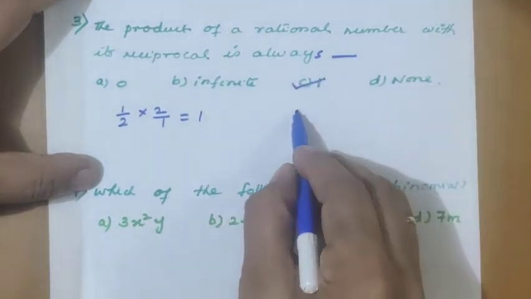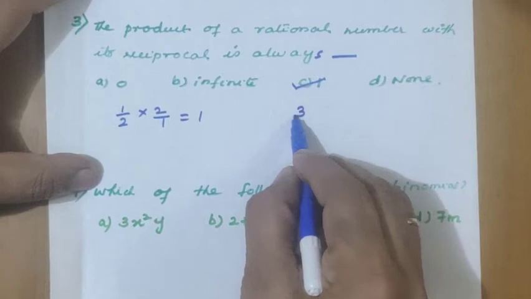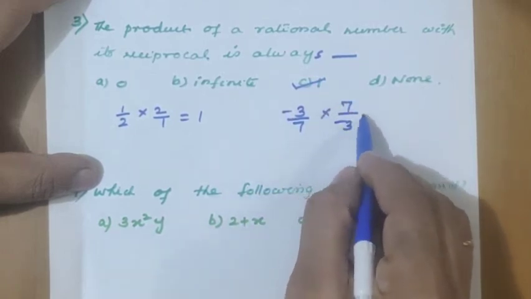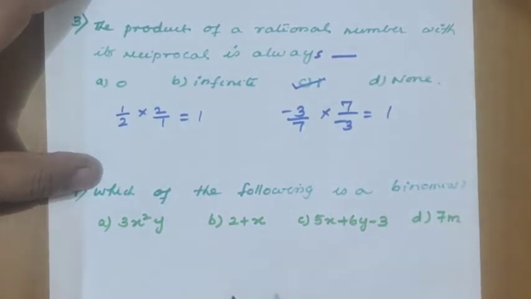If it is a negative number also, so when we are taking 3 by 7 with a negative sign, then the reciprocal will be 7 by minus 3. When it cancels, your answer is equal to 1 only.